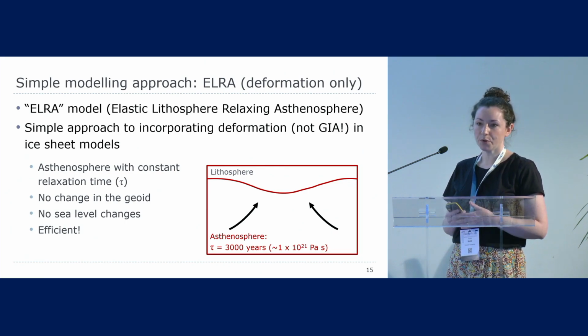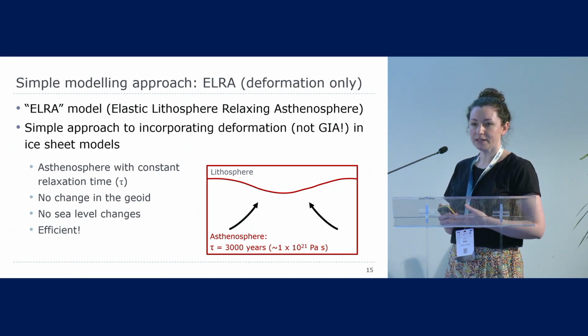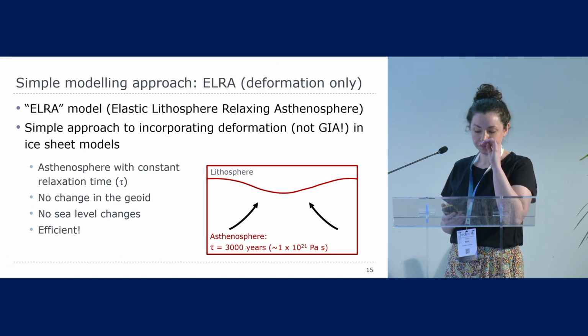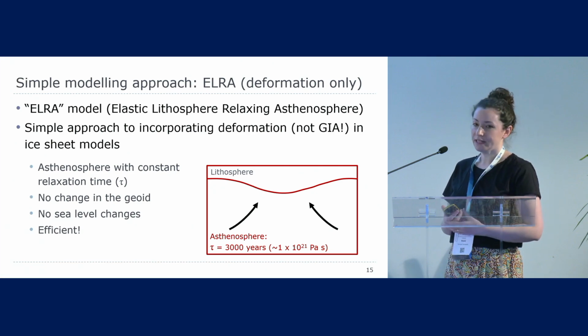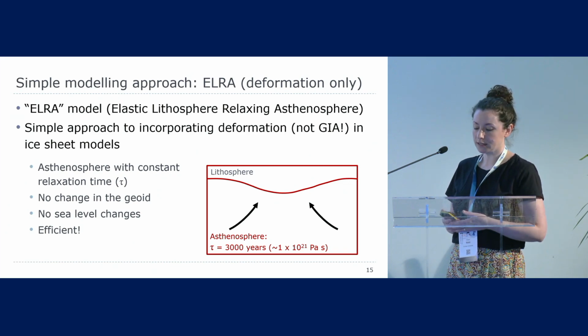The most simple approach to this is using the ELRA model. This stands for Elastic Lithosphere Relaxing Asthenosphere. It's quite a simple approach to incorporating deformation, but doesn't include GIA. So there's no sea level changes and there's no changes in the geoid. The Earth is represented with one constant relaxation time, so it's essentially a 1D model. But the benefit of this is that it's very efficient and it's already coded into a lot of open source ice sheet models such as PISM and Glimmer.